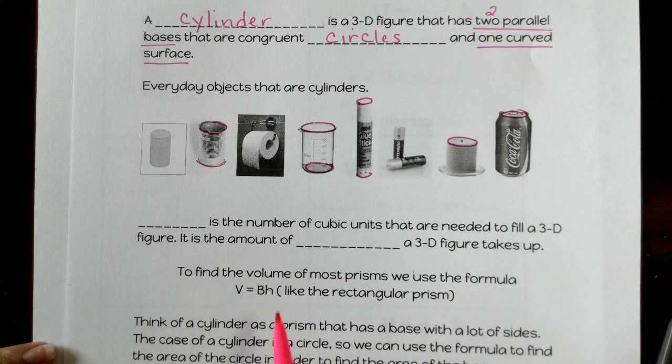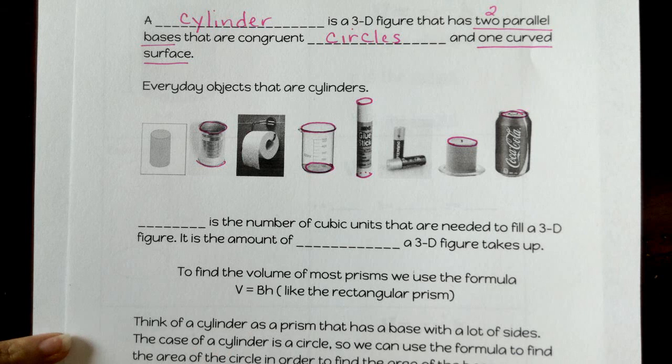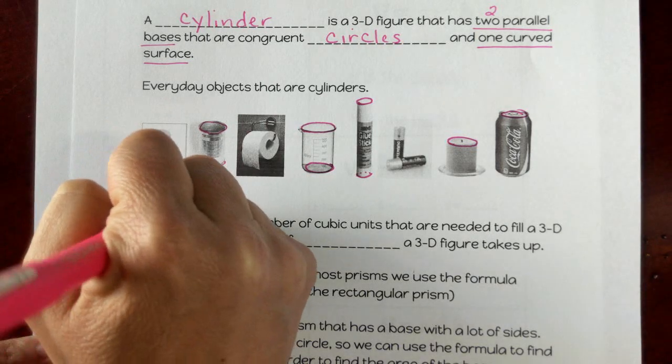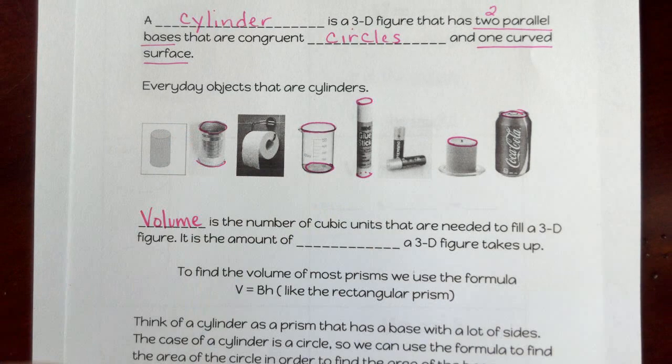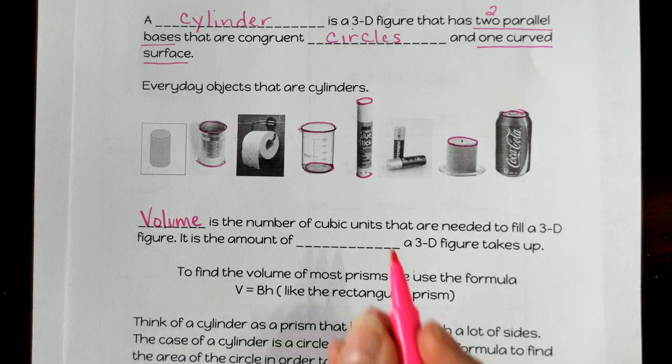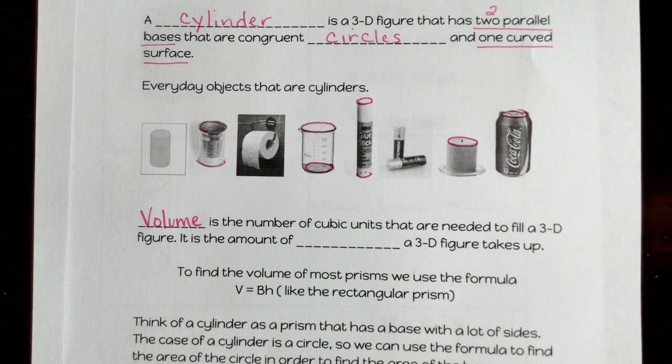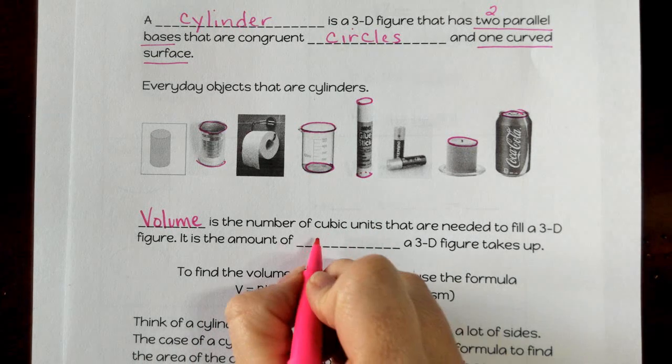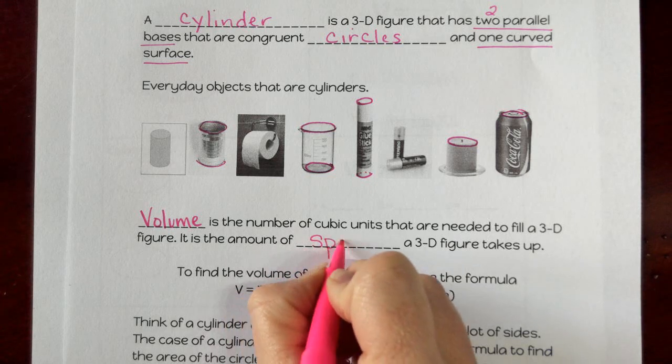Okay, so volume is the number of cubic units that are needed to fill a three-dimensional figure. So volume, which is what we've been working on, is the number of cubic units that are needed to fill a three-dimensional figure. It is the amount of space a 3D figure takes up. It's the amount of space because you can fill it.